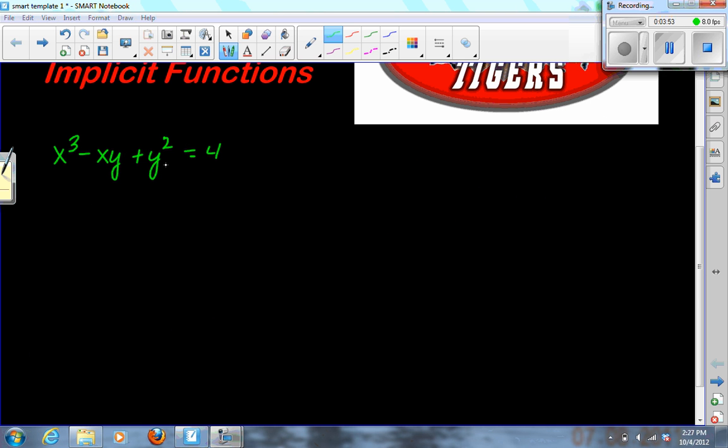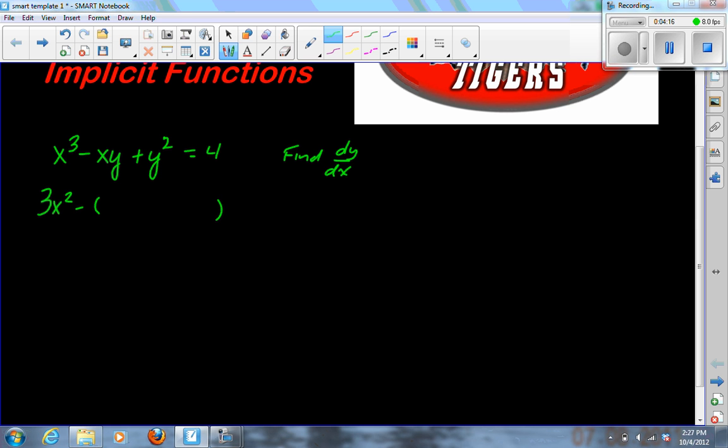So here's another example of an implicitly defined equation where we can't really say y equals everything. So we'll call this implicit, which means we need to use implicit differentiation if we want to find dy dx, which is another way to say y prime, by the way. So the derivative of x cubed with respect to x is just 3x squared. We can differentiate that as normal.